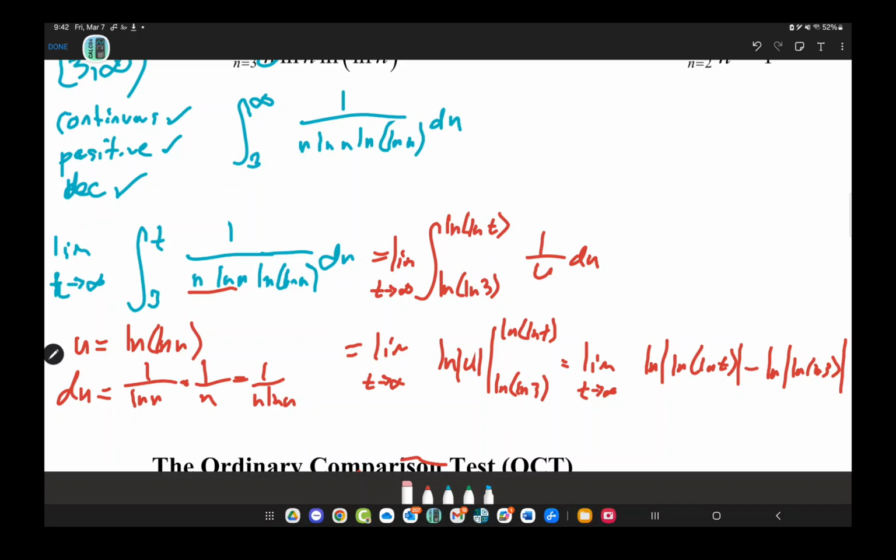And here's the fun thing: as t goes to infinity, what does this become? It goes to infinity, which means it's divergent. I don't think we needed all that just to say it was.